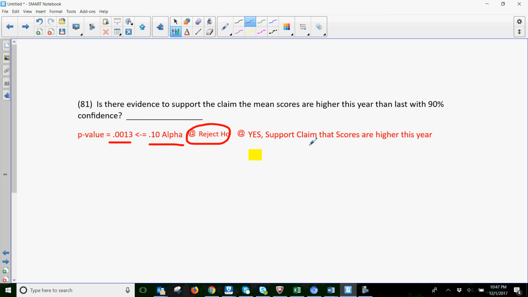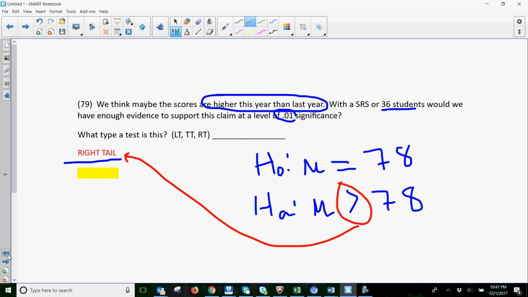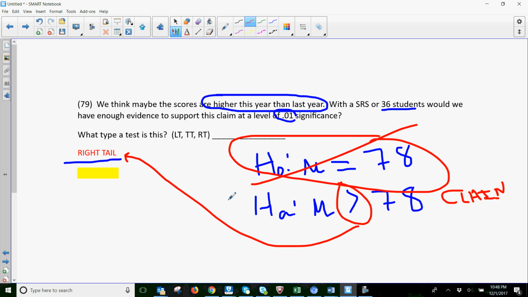So now remember, the claim was that the scores are higher this year. So if you go back, the claim was here, right? We think that they're higher. So since we rejected this, that means we're going to support the alternate hypothesis that they're higher.